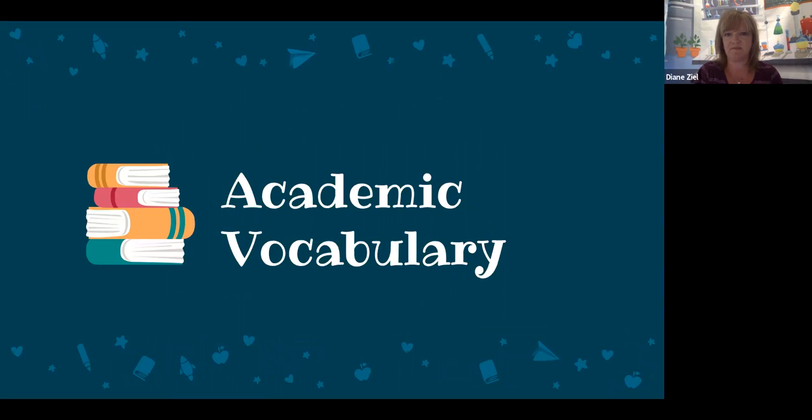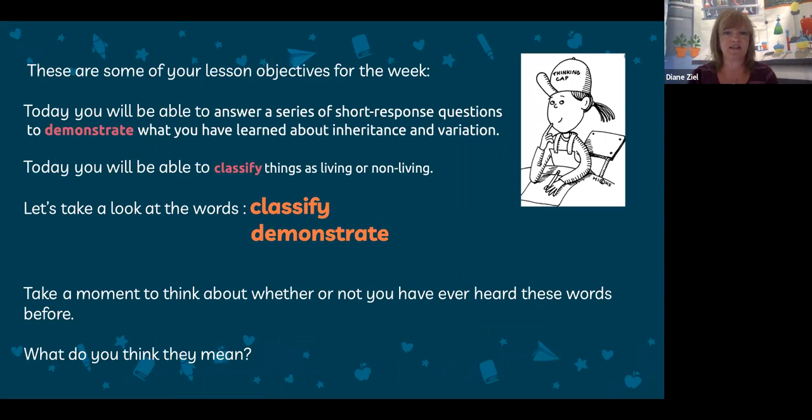Academic vocabulary. These are some of your lesson objectives for the week. Today, you will be able to answer a series of short response questions to demonstrate what you've learned about inheritance and variation. Today, you will be able to classify things as living or non-living. Notice that the words demonstrate and classify are highlighted in red. These are the words we will take a look at. Before we study these words more closely, think about whether or not you've ever heard or read these words somewhere before. Do you think you know what they mean?